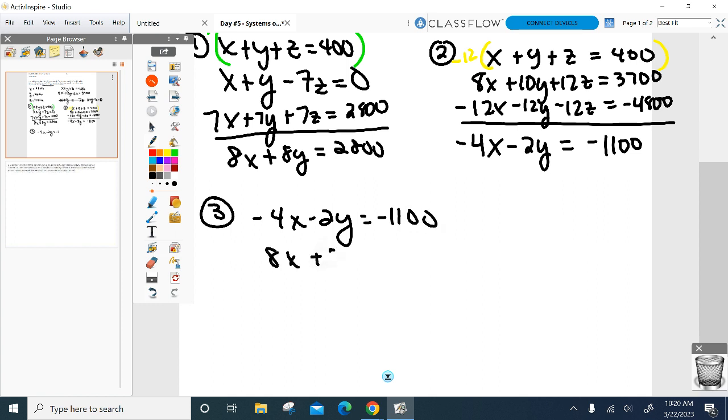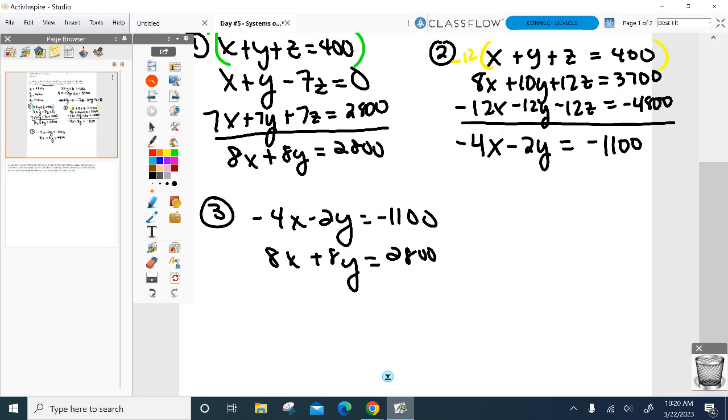8x plus 8y equals, what was that, 2800? All right, your call. What do you want to multiply by? I don't care what you get rid of. We've been doing this the last couple days. Got to get rid of another variable.